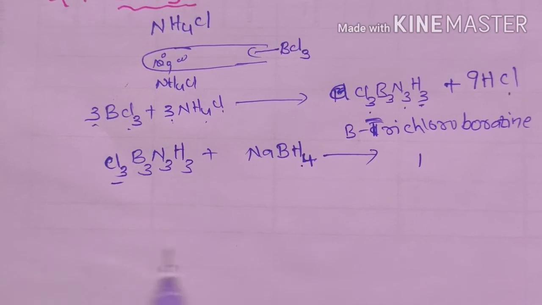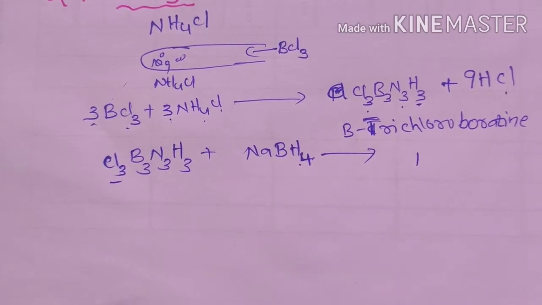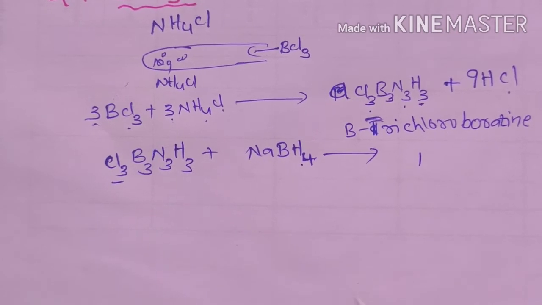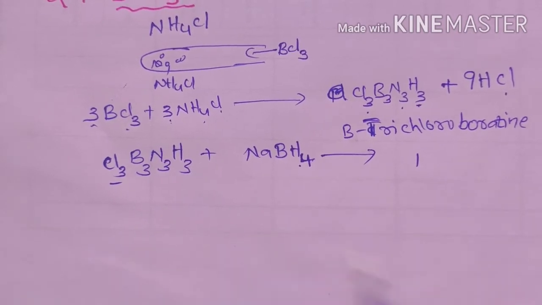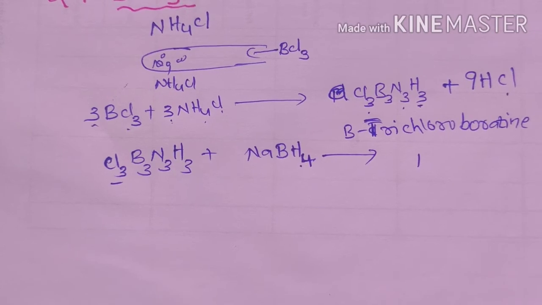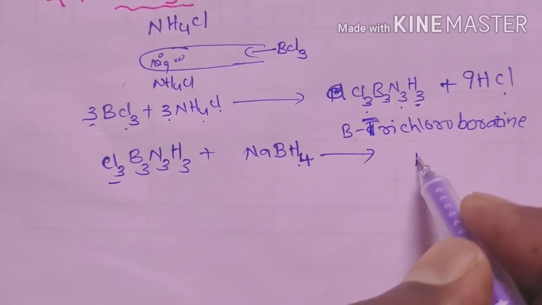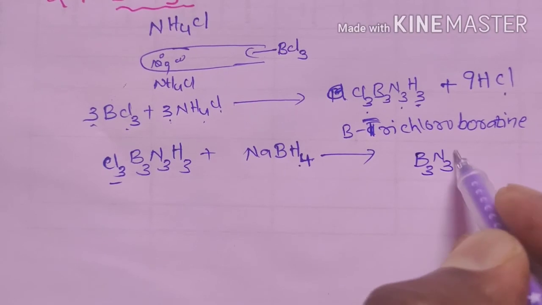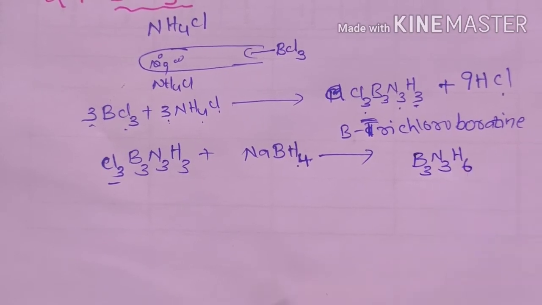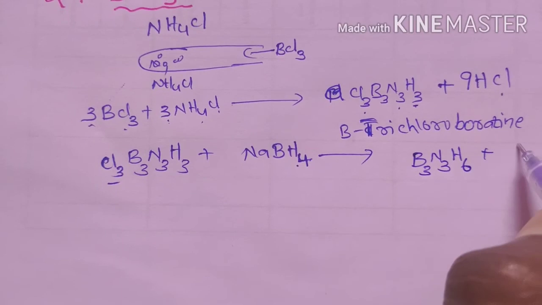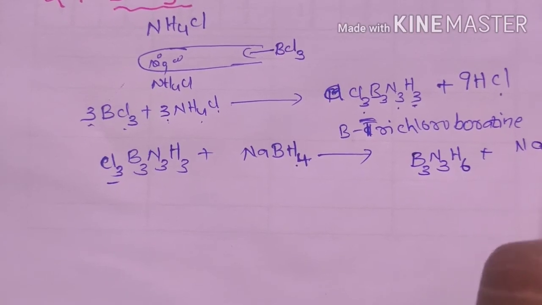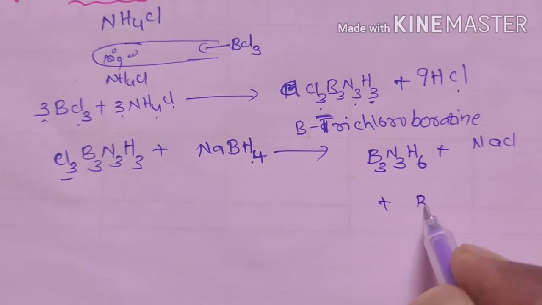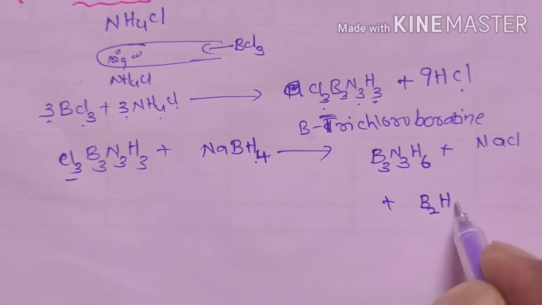For that purpose we have to add hydrogen atoms, and addition of hydrogen atoms is called reduction. So for that purpose we have to choose a reducing agent. Any substance that contains hydrogen atoms acts as a reducing agent. So here we get the required product, that is B3N3H6, along with sodium chloride and diborane, B2H6.